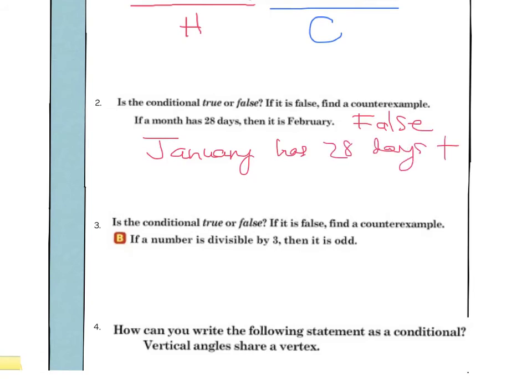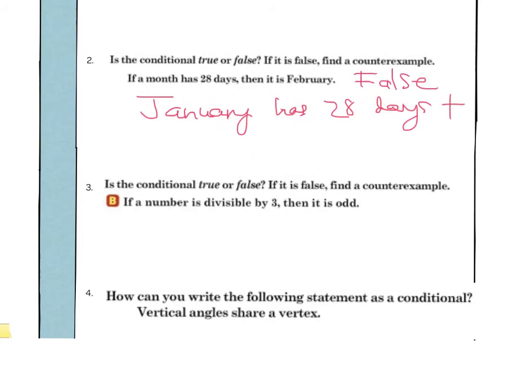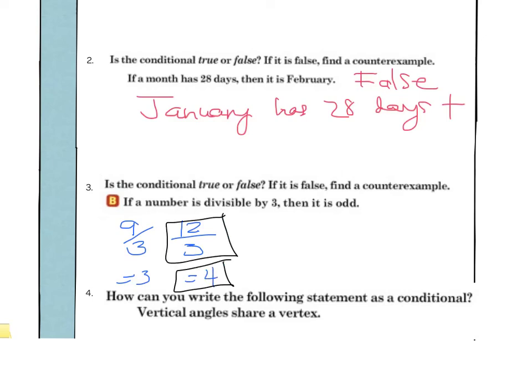All right, so let's look at number 3. Number 3 says, is a conditional true or false? If it is false, then find a counterexample. So it says, if a number is divisible by 3, then it is odd. So let's think of numbers that are divisible by 3. Being divisible by 3 means if I multiply 3 times some whole number, then I will get this number. So 9 is divisible by 3 because 9 divided by 3 equals 3. That's odd. Okay. 12 is divisible by 3 because 12 divided by 3 is 4. Uh-oh, 4 is not odd. So this is my counterexample, 12, and the statement is false.